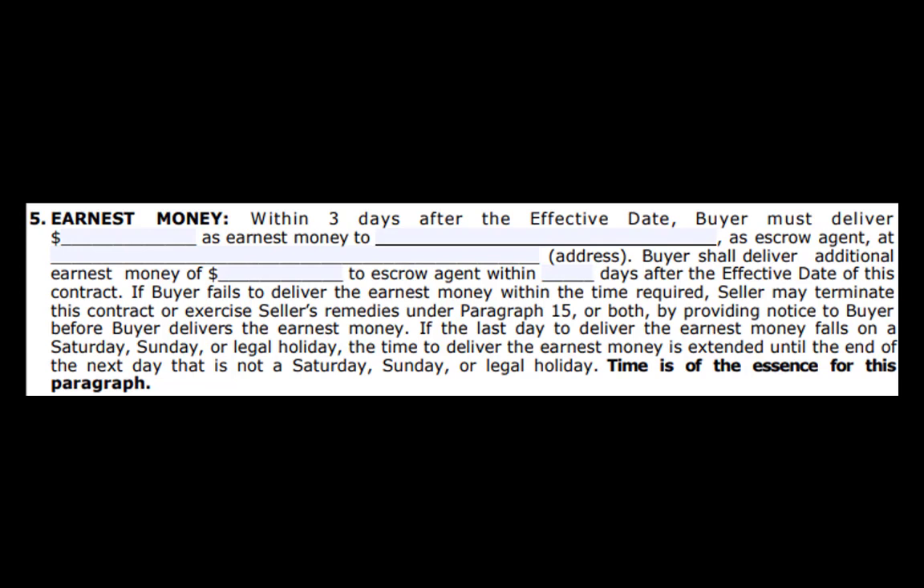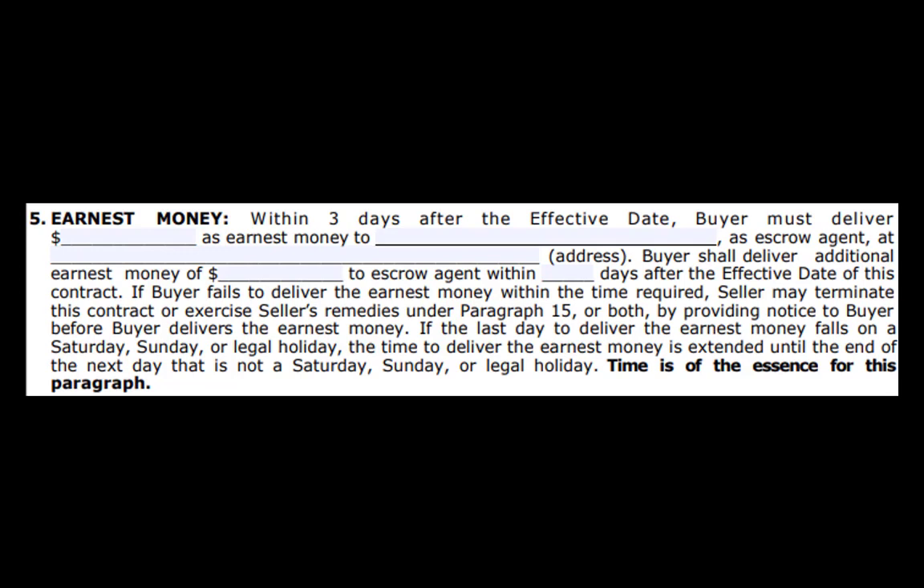It'll be due Tuesday. Let's say the contract was executed on Monday and Monday is a holiday, that's irrelevant. You would still start your counting on Tuesday because it's 3 days after the executed date. So it would be Tuesday, Wednesday, Thursday. Earnest money would be due Thursday.